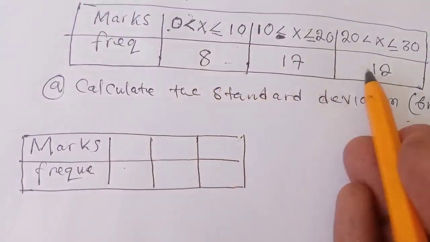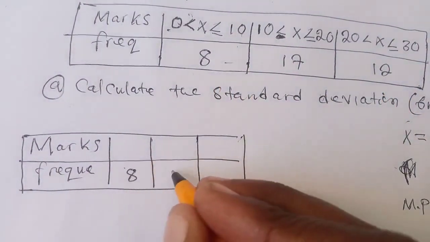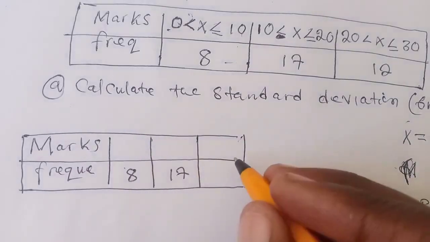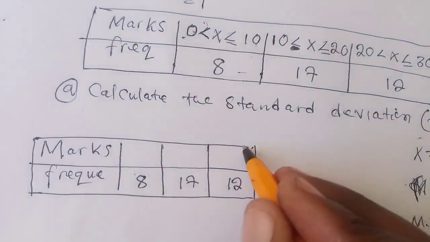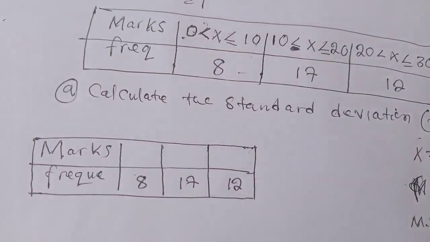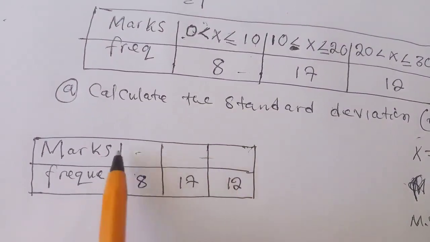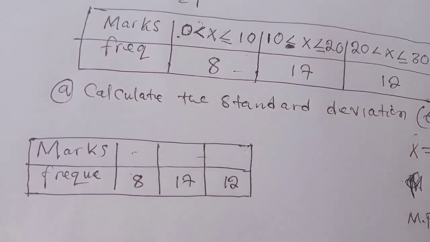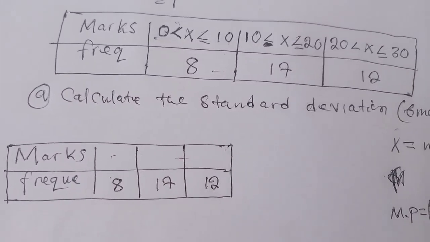So here you just copy the frequency the way it is. The frequency, you say 8, 17, then 12 like that. So here it is the midpoint. Here it is the midpoint. So I want you to just relax and follow what I am going to do.